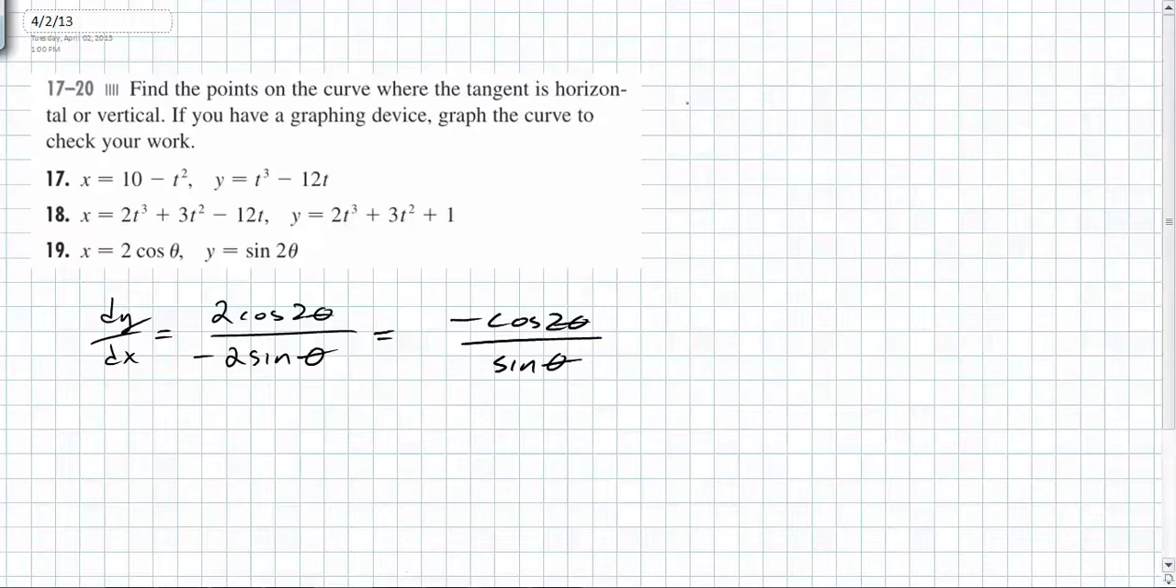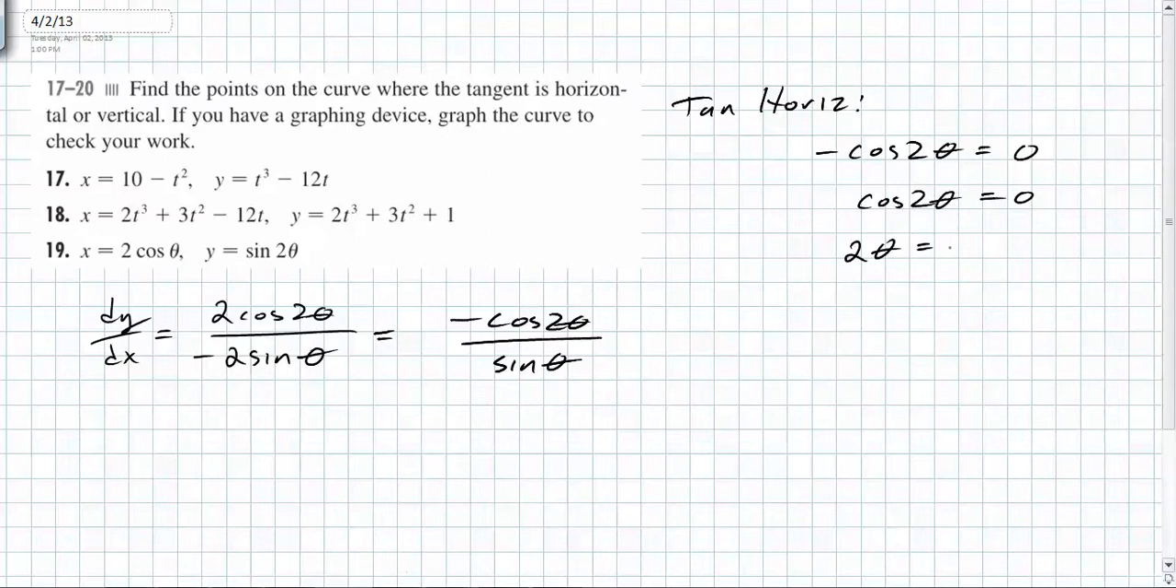So the tangent is going to be horizontal when what? Negative cosine 2 theta is equal to 0. So that's when cosine of 2 theta is equal to 0. So that's when 2 theta is equal to what? Cosine is 0 when pi over 2 plus how often does cosine repeat? Pi n, right? Pi n, correct?